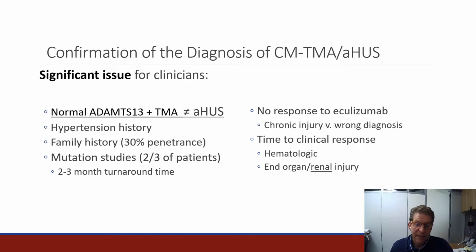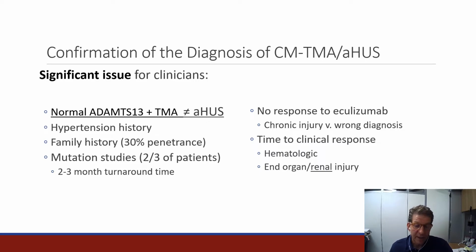Hypertensive history is an important clue. With a long-standing history of hypertension, you're going to consider that as an etiology of the TMA. But it's also important to remember that patients with a complement-mediated TMA will have a significant hypertension history associated with the diagnosis. You can think about a family history of a complement-mediated TMA, but remembering there's only a 30% penetrance roughly, so the genetic variant could be carried and not expressed in a patient.